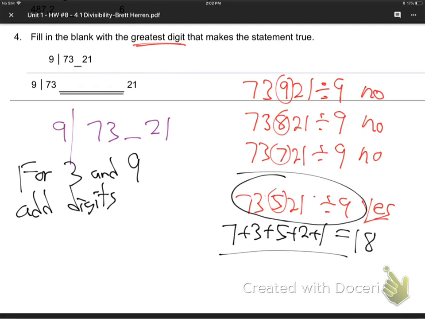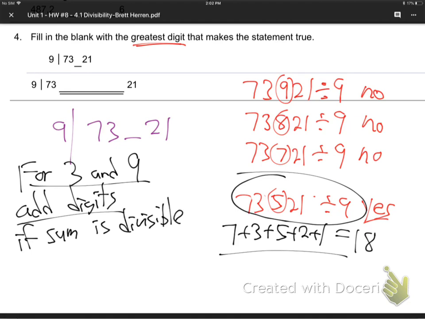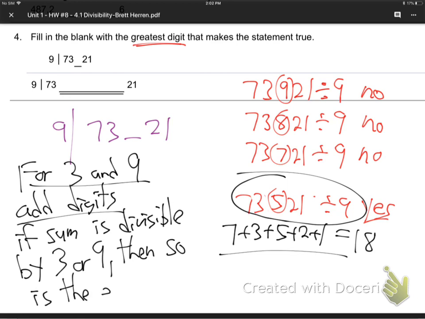So that means the entire number works. It's a trick that you can do for 9 or 3. It doesn't work for other numbers. For 3 or 9, you add the digits. If the sum is divisible by 3 or 9, then so is the entire original number. So you could just try those in your calculator. They want the greatest one, so the greatest digit you could put in here that works is 5. We good on that? Just a little trick for 3 and 9.